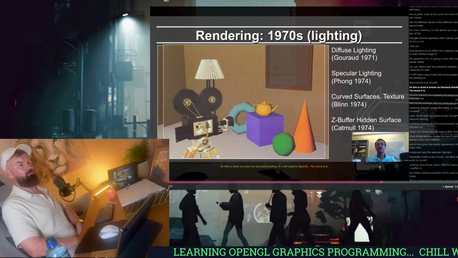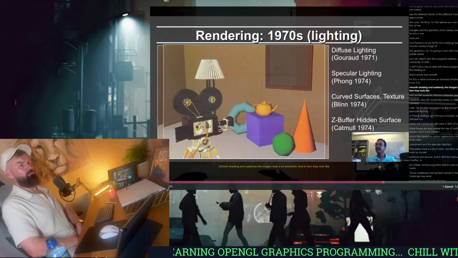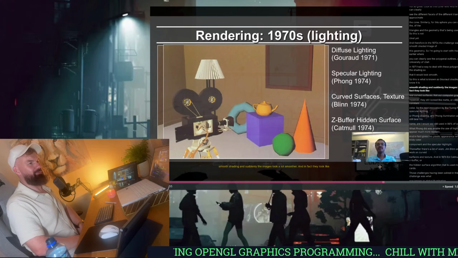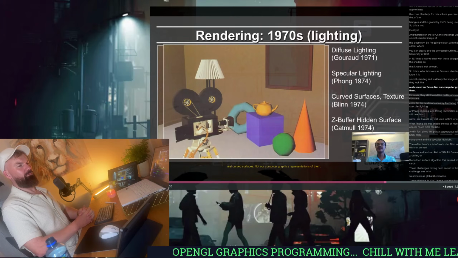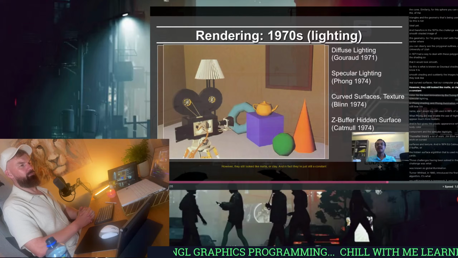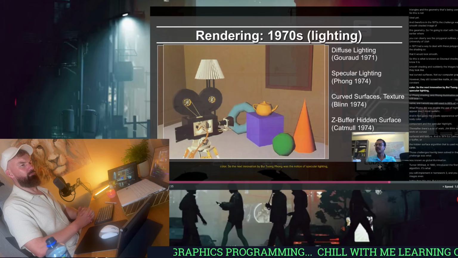It's still used in OpenGL. You know it as smooth shading. And suddenly the images look a lot smoother. And in fact, they look like real curved surfaces, not our computer graphics representations of them. However, they still look like matte or clay, and in fact, they're just still a constant color.